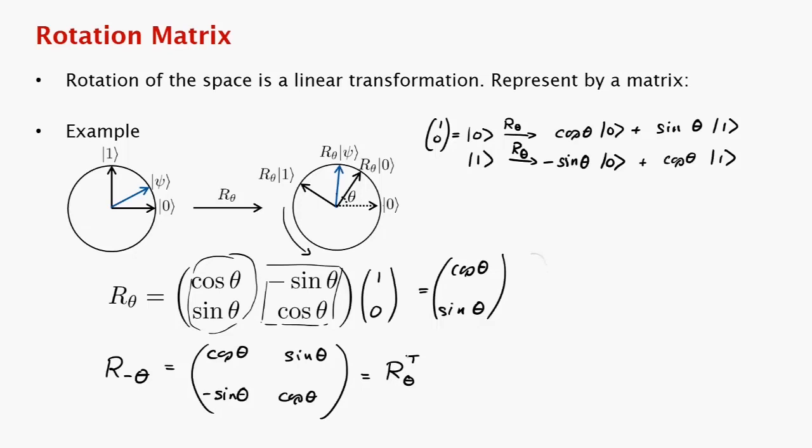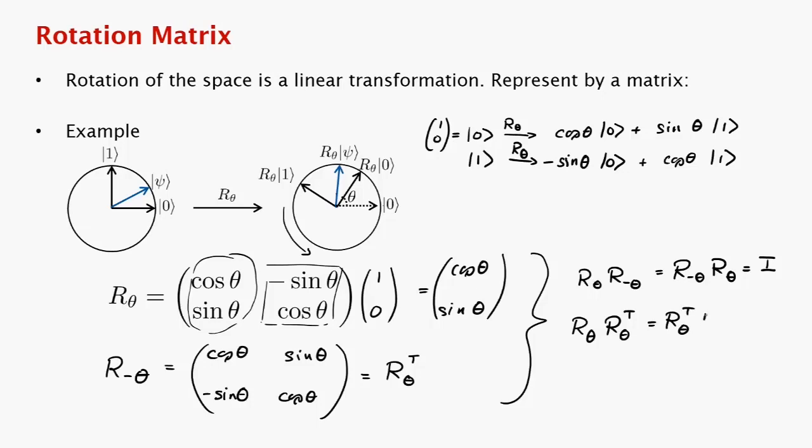And now, of course, these satisfy the relation that r of theta times r of minus theta is the same thing as r of minus theta times r of theta, which is the identity. If you rotate through theta and then you rotate through minus theta, you come back to where you were. But you can also write this as r of theta times r of theta transpose is the identity, which is also r of theta transpose times r of theta.